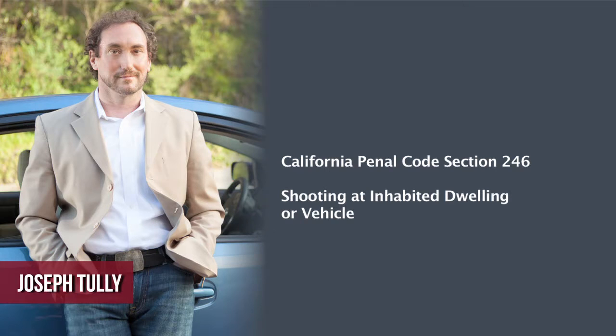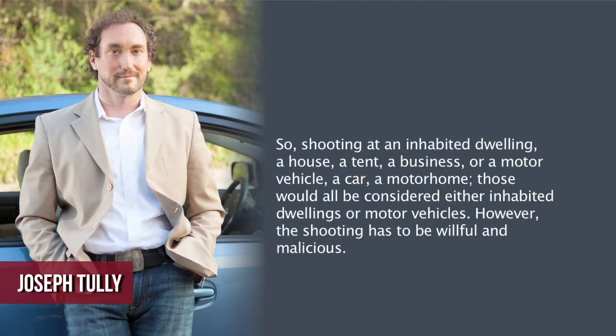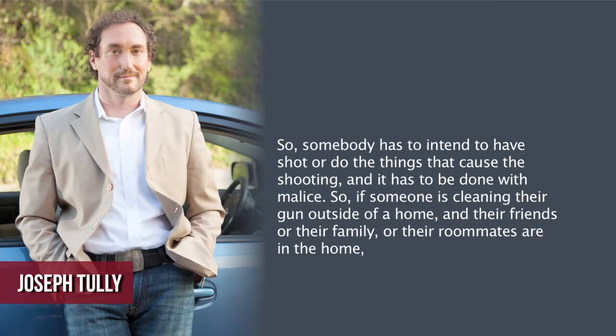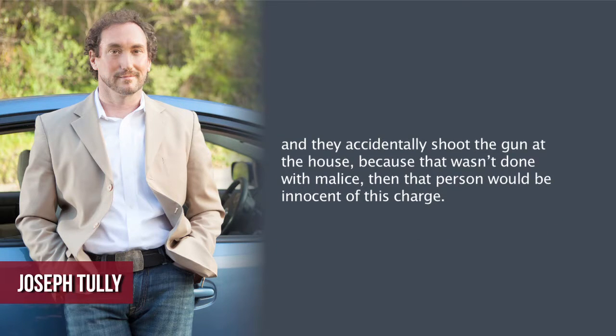Penal Code Section 246 is shooting at an inhabited dwelling or vehicle. So shooting at an inhabited dwelling, a house, a tent, a business, or a motor vehicle, a car, a motorhome, those would all be considered either inhabited dwellings or motor vehicles. However, the shooting has to be willful and malicious. So somebody has to intend to do the things that cause the shooting, and it has to be done with malice. So if someone is cleaning their gun outside of a home and their friends or their family or their roommates are in the home and they accidentally shoot the gun at the house, because that wasn't done with malice, then that person would be innocent of this charge.